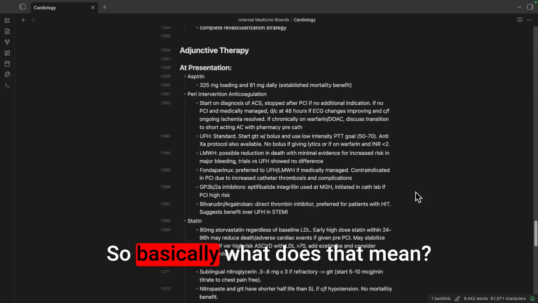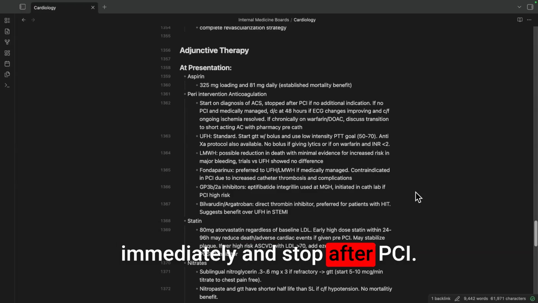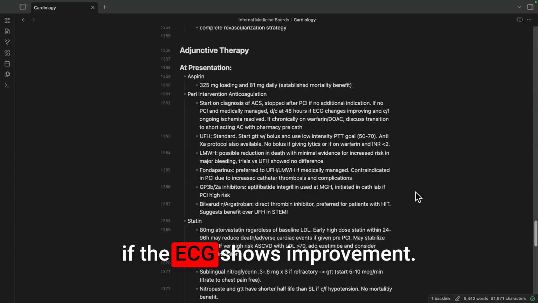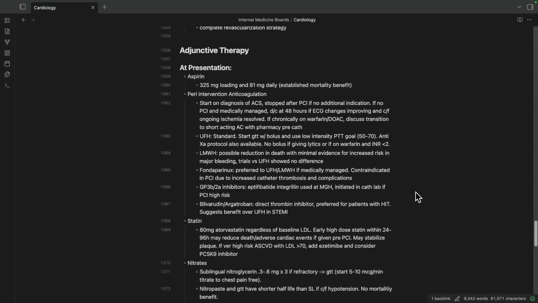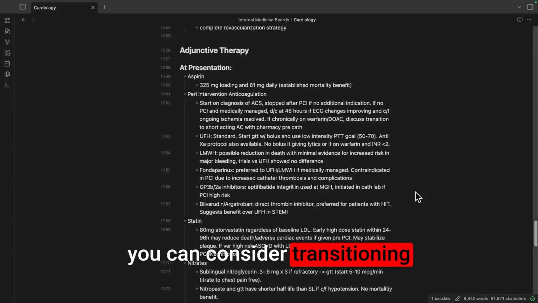So basically, what does that mean? You start anticoagulation immediately and stop after PCI. You can stop at 48 hours if the ECG shows improvement. And if they're on warfarin or DOAC, you can consider transitioning to a short-acting anticoagulant.